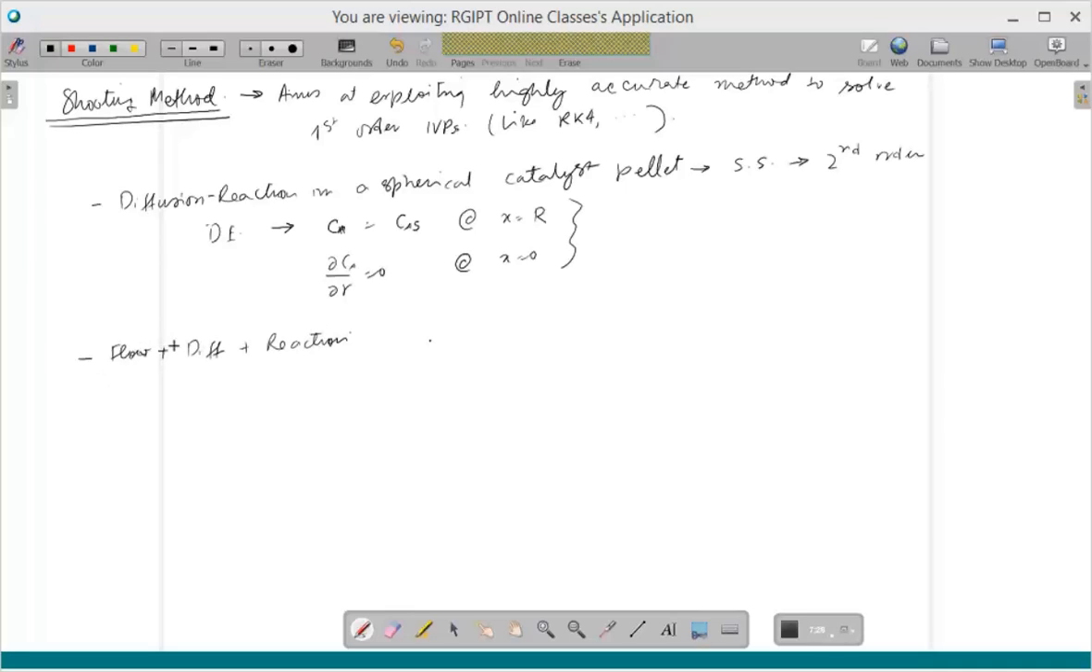Okay. So now I'm going to introduce flow. Remember, in the spherical catalyst problem, the solute was diffusing in, but there was no convection. It was not convected in. There was no flow that took the solute from outside to inside. It just diffused in due to concentration gradient, right? But now we are going to look at an example where flow is also important.